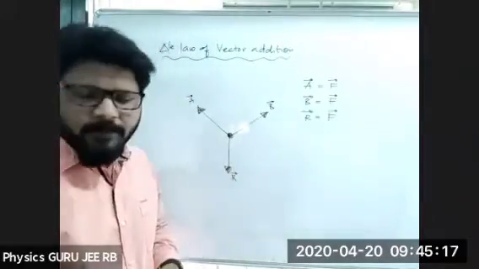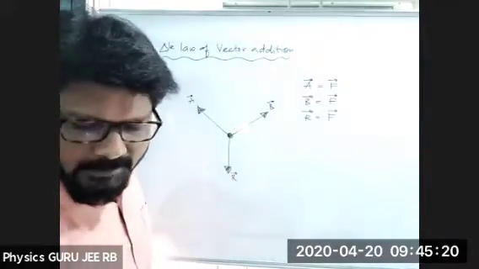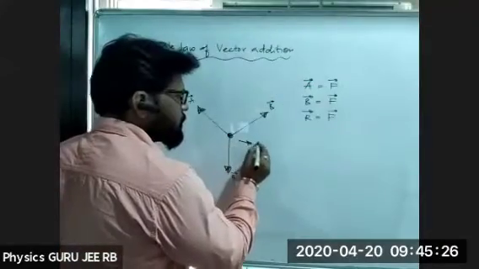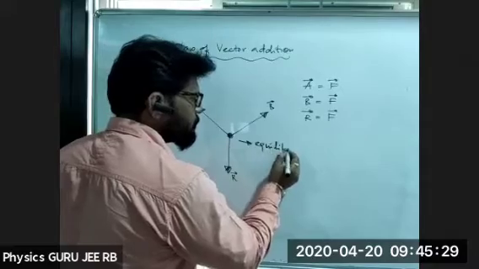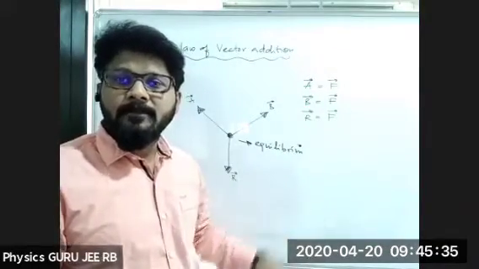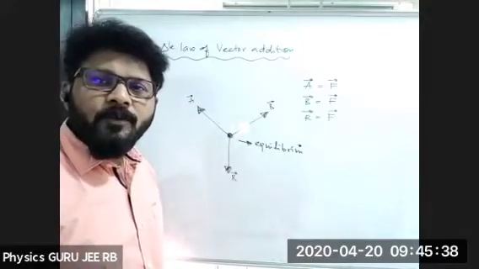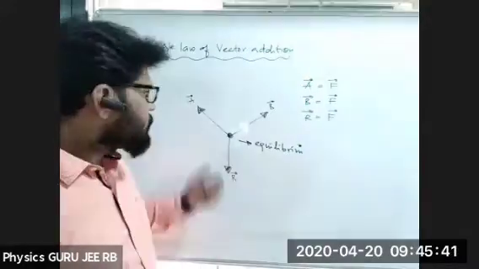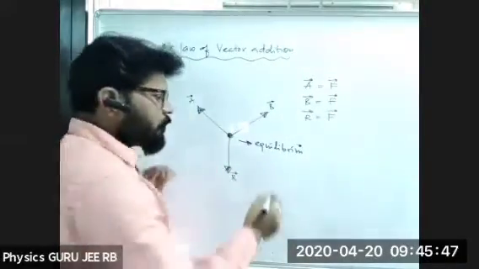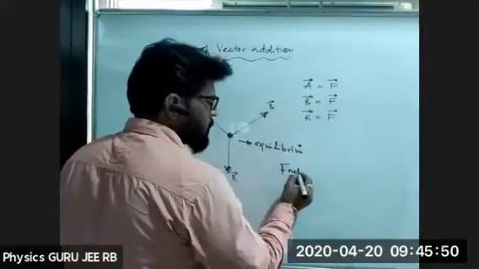If this point is in equilibrium, so what is the meaning of equilibrium? Can anybody tell what is the meaning of equilibrium? Net force is 0. Fine. So the net force acting on it should be 0, or it will be at rest. Net force acting on it is 0.